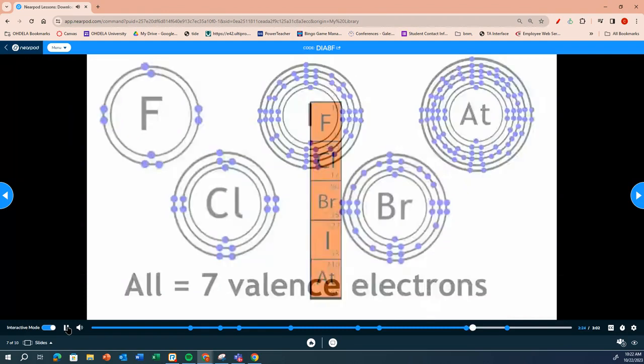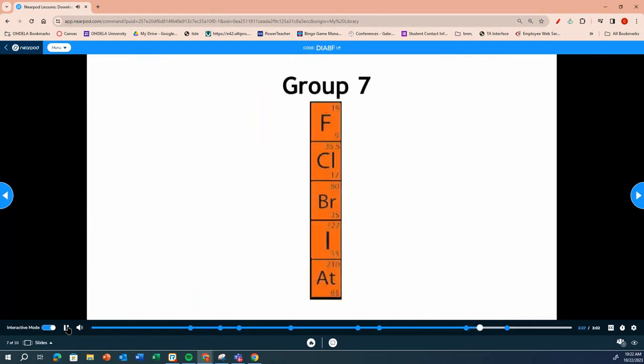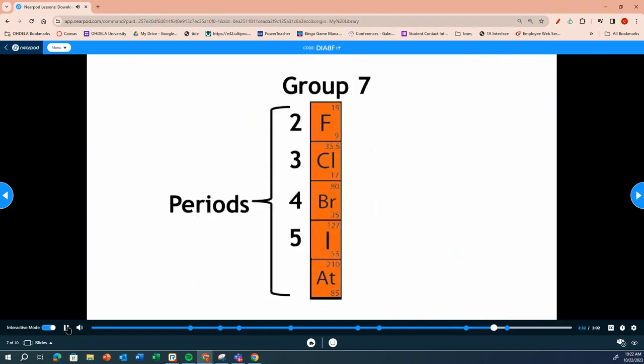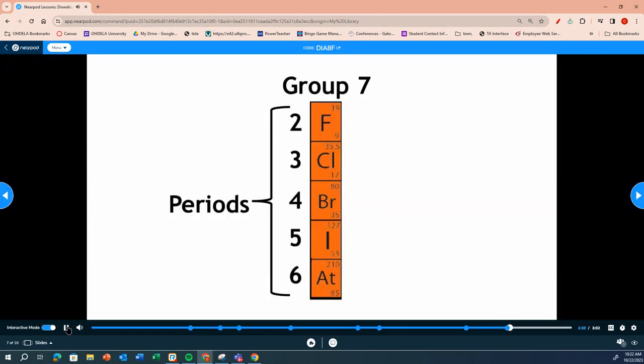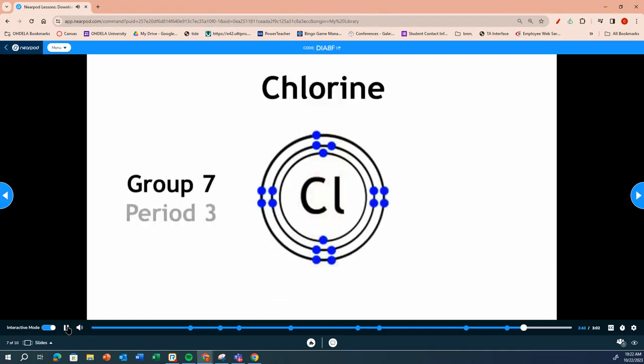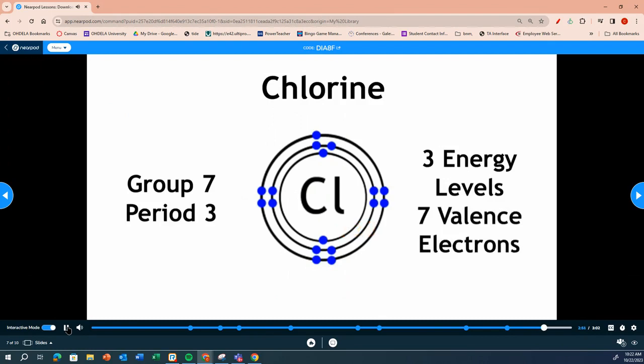So, if we look at group 7 again, we can see that they are each in a different period in the periodic table, telling us that each element in this group has its outer electrons on a different shell. So, what element is in group 7, period 3? That would be chlorine. So, chlorine is in group 7, period 3. Therefore, it has 3 energy levels with 7 electrons in its outermost shell.